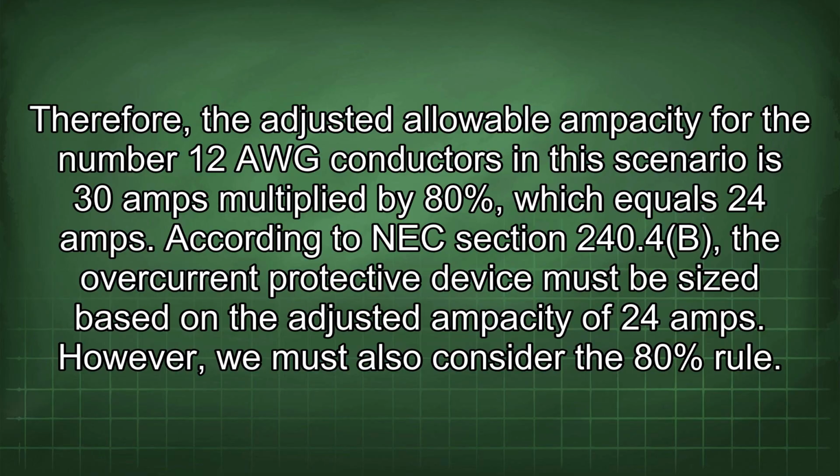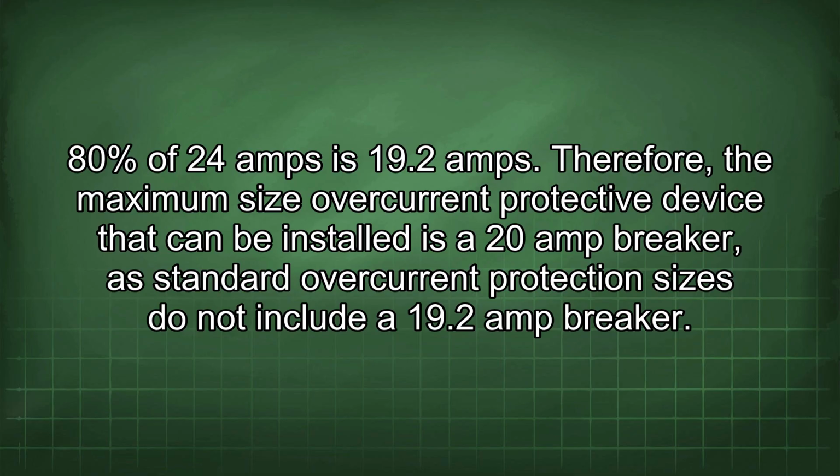which equals 24 amps. According to NEC section 240.4(B), the overcurrent protective device must be sized based on the adjusted ampacity of 24 amps. However, we must also consider the 80% rule. 80% of 24 amps is 19.2 amps. Therefore, the maximum size overcurrent protective device that can be installed is a 20 amp breaker, as standard overcurrent protection sizes do not include a 19.2 amp breaker.